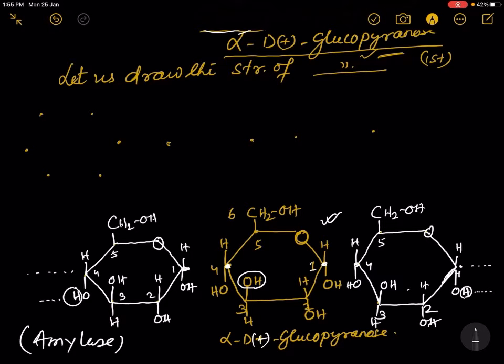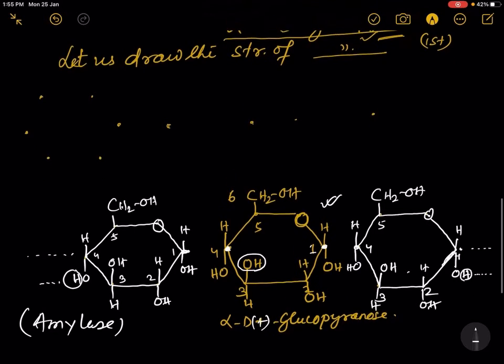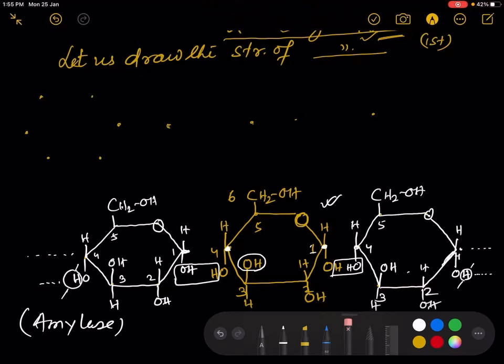Let us make some modification. You see, we have to remove this part from these two units. We have to remove these two parts from these two OH group units, and we have to remove this H also, and we have to remove this H also. Let us remove these parts from the individual alpha D glucopyranose units. Let us rub those parts.